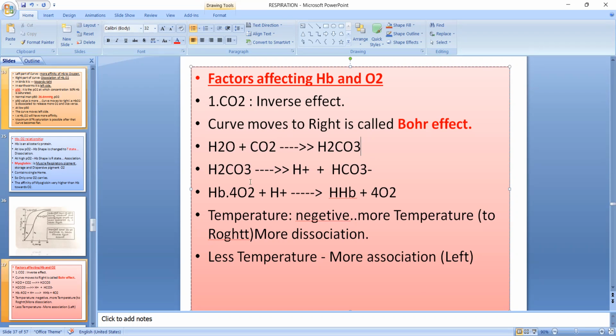So ఇక్కడ చూడండి ఏమవుతుంది, more CO2 is there, H2O plus CO2. H2O of plasma will bind with the CO2 to form H2CO3, which is called as carbonic acid. Carbonic acid, it is a reversible reaction. So here carbonic acid immediately dissociated into H plus and HCO3 minus.